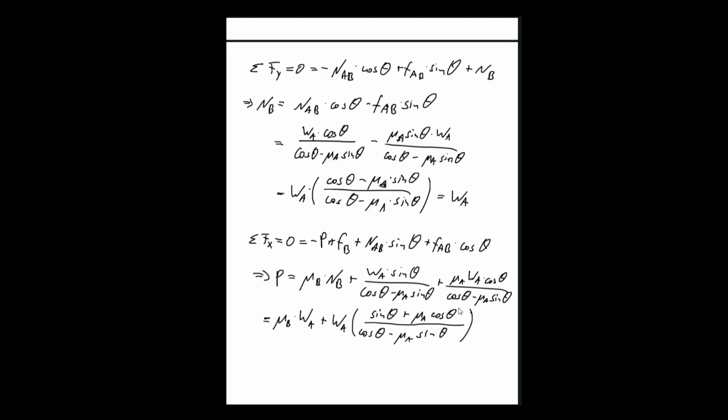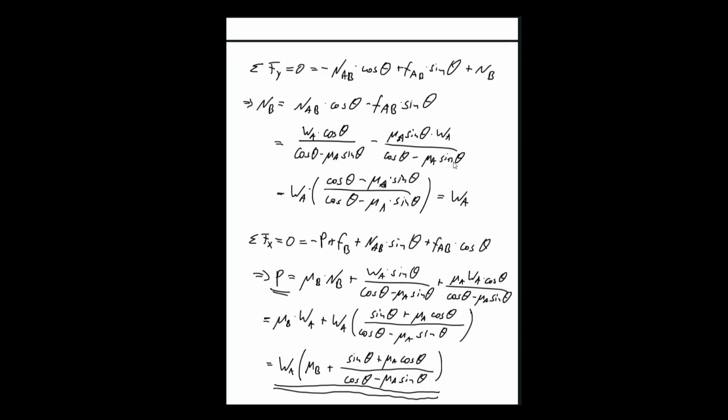So that means we can pull out a WA. So that would be the same as WA times mu B, and then that whole thing right there: sine theta plus mu A cosine theta divided by cosine theta minus mu A sine theta. And that is the force that we'd have to apply to lift the block.